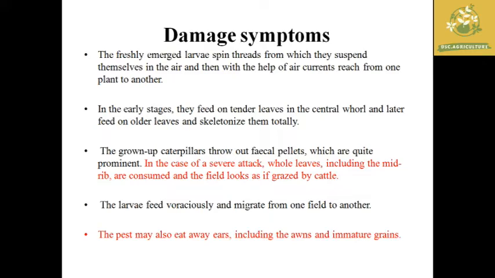So it is one of the major pests in wheat, and these are known as voracious breeders, and they can even migrate from one field to another. They eat away the ears as well as awns and immature grains, and can finish the whole crop. And the grown-ups throw out more fecal pellets, which is a prominent characteristic we can identify in the field.